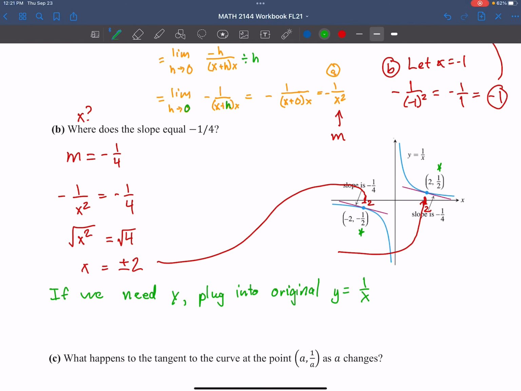So start making those distinctions. When I'm given m, I'm probably looking for x, and when I'm given x, I'm looking for y, or excuse me, for m. And if I need a y, then I'll plug back into the original.